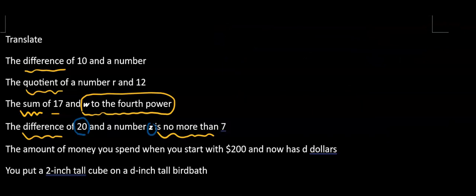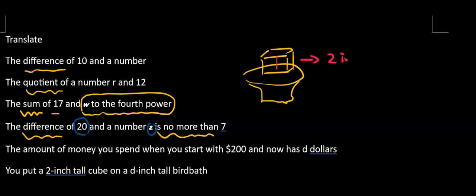Last one. You have a bird bath. You put a 2-inch tall cube on a D-inch tall bird bath. So bird bath, and you put a cube here. Okay? And this cube is 2 inches tall. And the bird bath, you don't know, it gives you D. What is the total height? Cube height plus bird bath height.